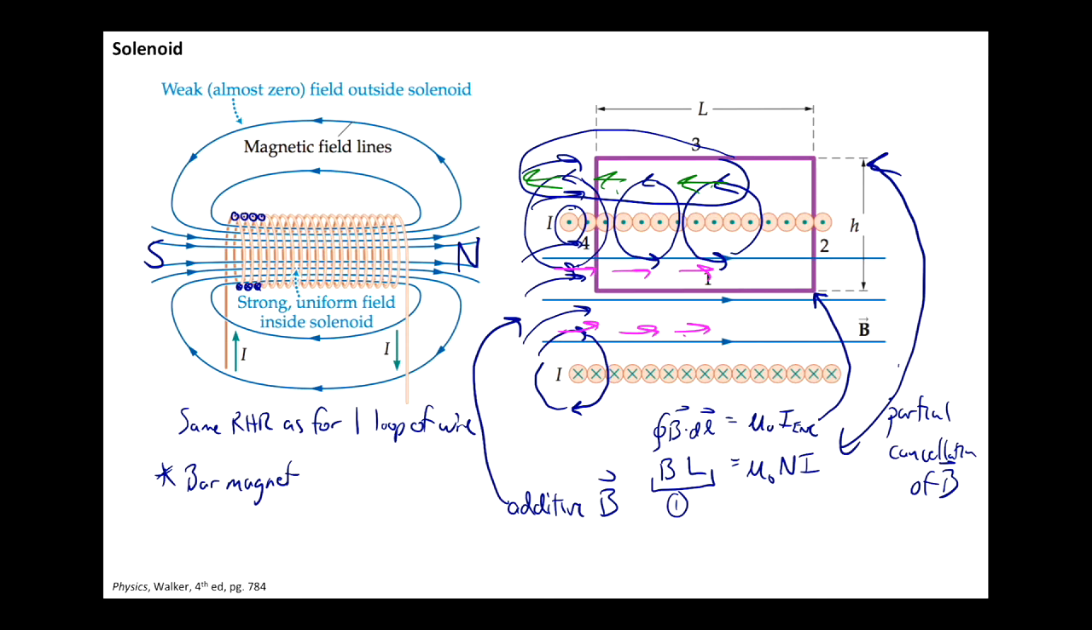So B dot dl for path 2 is just 0. We're not going to have to worry about that. For number 4, over on the other side, also 0. What about for number 3? It could be negative BL, except we're going to assume that outside the magnetic field is negligible. Okay, it's much, much weaker than what's on the inside. For path 3, we also get 0.